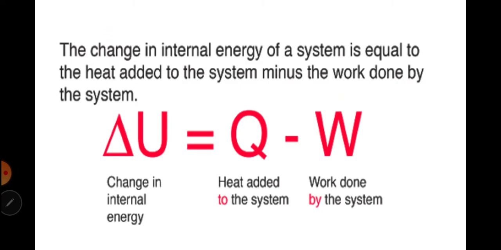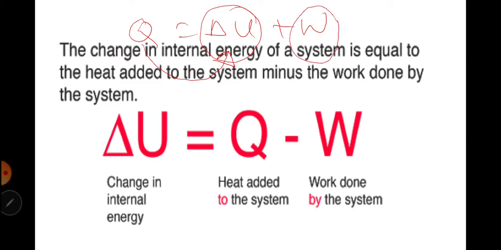This is the first law of thermodynamics. Write it in a different way: Q is equal to del U plus W. When heat is given to a system, a part of this heat is used to increase the internal energy, and the rest of the energy is used to do work against the friction.